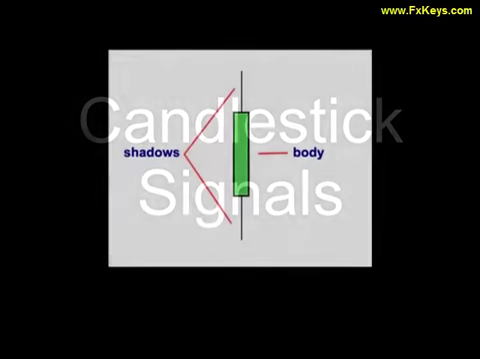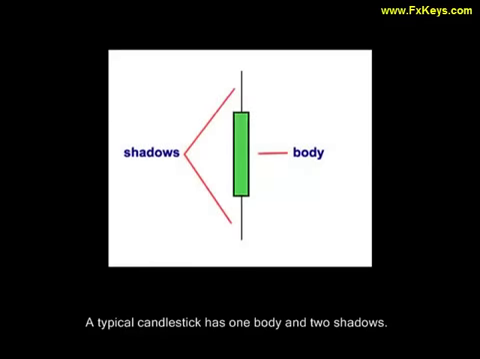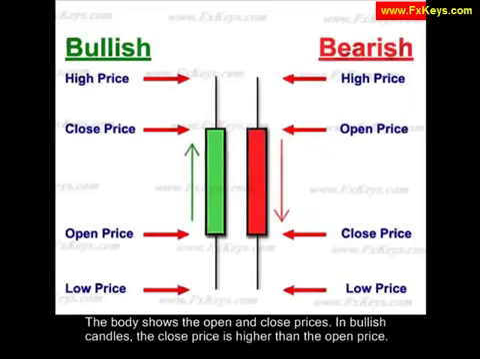Candlestick signals. A typical candlestick has one body and two shadows. The body shows the open and close prices.